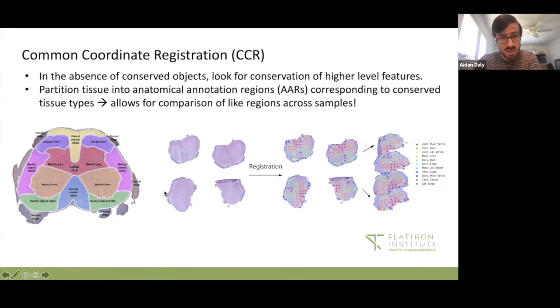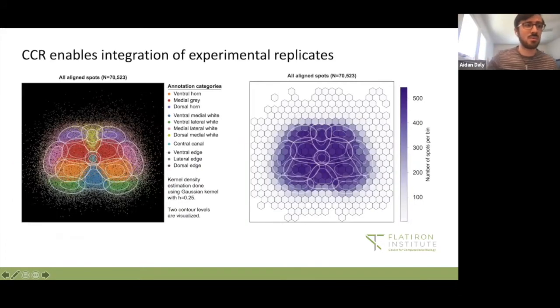So if we were to take some example mouse spinal cords and label them at regions of interest, in this case these are all spots in an ST experiment, we can make a correspondence across tissues. So what does this enable us to do? At a very basic level, this enables us to just integrate data from experimental replicates.